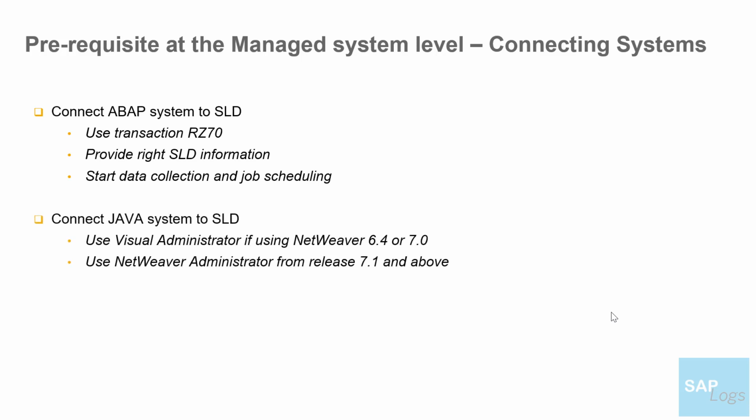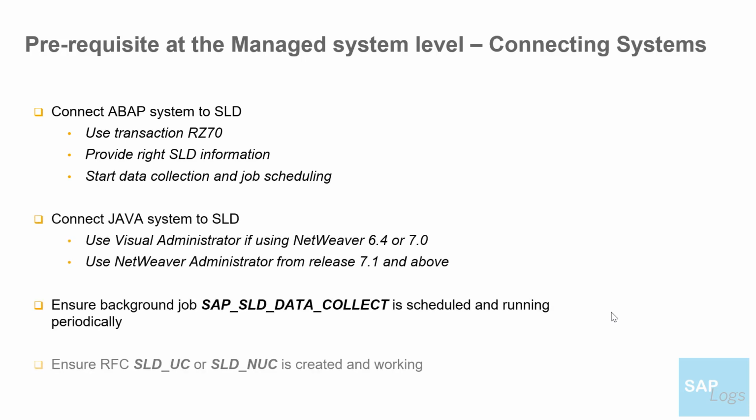And then prerequisites at the managed system level for connecting systems. Basically you need to connect this ABAP system to SLD, which you can do using transaction RZ70, where you provide the right SLD information. You'll also have to start a data collection and job scheduling in the managed system so that it can collect all that information and then send it to the SLD. So this is how the information about your managed systems is transferred to the SLD. And you can do the same for Java systems using the Visual Administrator if you're using NetWeaver 6.4 or 7.0, which are really old versions of the NetWeaver Java stack.